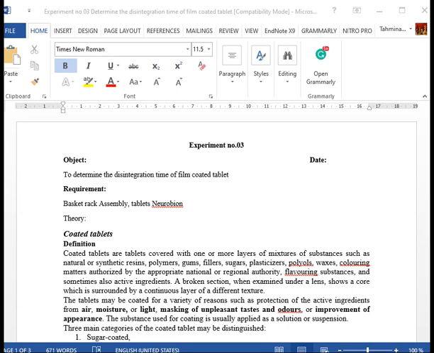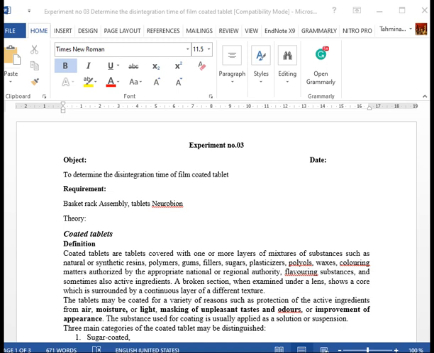Assalamualaikum students. Today we are going to understand experiment number 3, that is, to determine the disintegration time of film coated tablets. Requirements as usual are similar to experiments number 1 and 2. We require a basket rack assembly and any of the film coated tablets we are going to use in today's experiment, Nirabion.